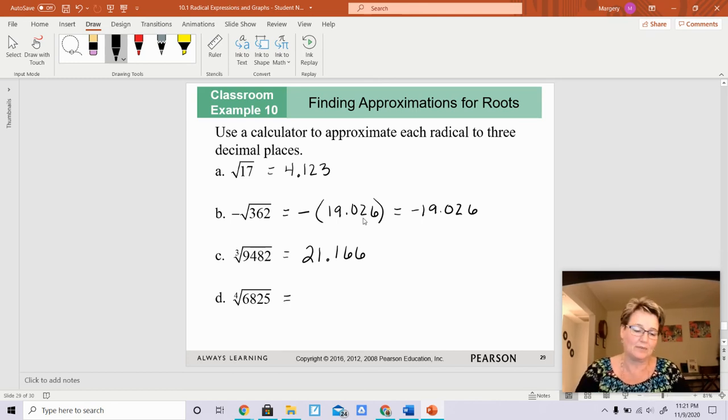Now the next problem, though, I'm going to do the fourth root. So 6,825 to the y square root of x. I'm going to say it's the fourth root, and I'm going to get 9.089. So that is using a calculator.